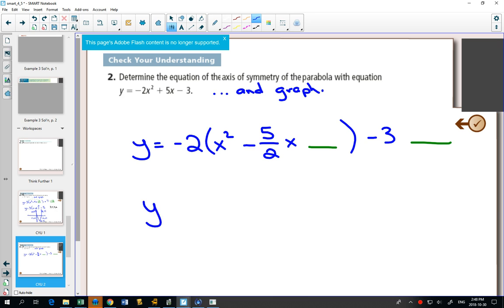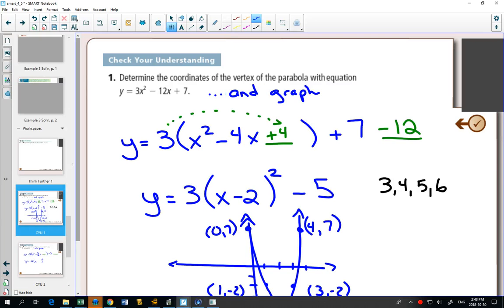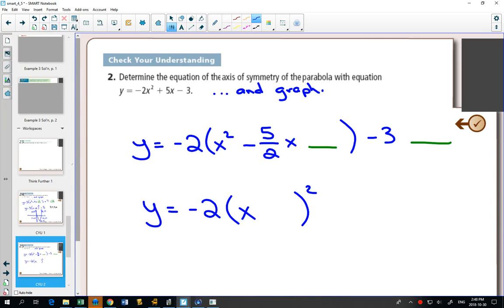The next question is, what would go in here to get a negative 5 over 2? How did we do it when the numbers were nicer? What did we do last time? Numbers were nicer. It was minus 4. It was minus 2. How did you do that? You half it, right? So how do we half 5 halves? 5 over 4. Right? You can just multiply it by a half.